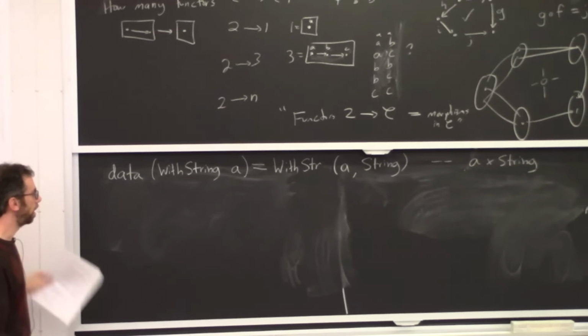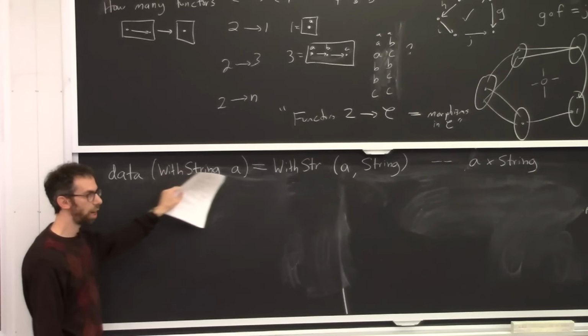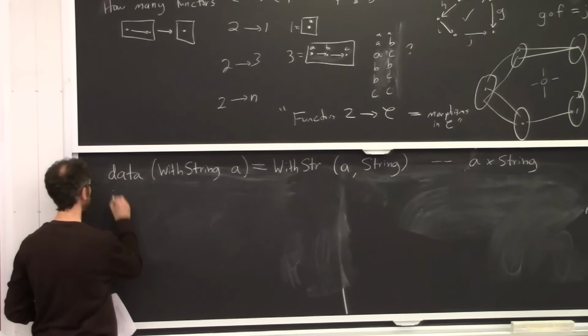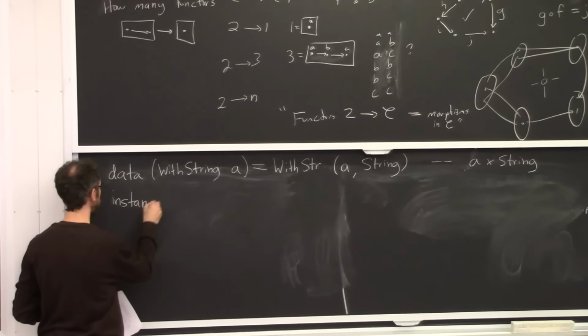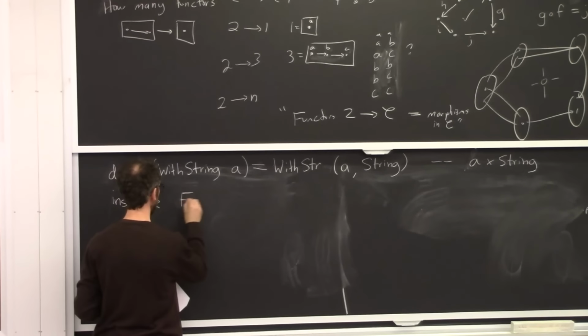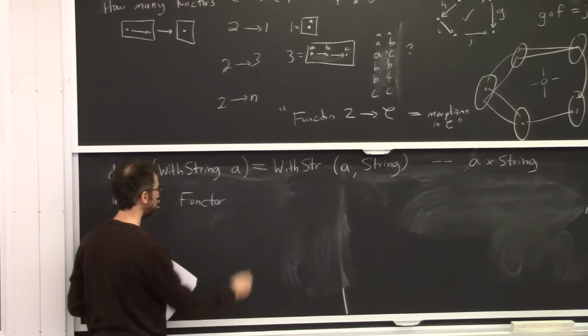But anyway, this is us declaring what this functor does on objects. It takes A to A times string. And then we say, oh, and I'll tell you what to do on morphisms. In other words, I'll tell you what fmap should mean.